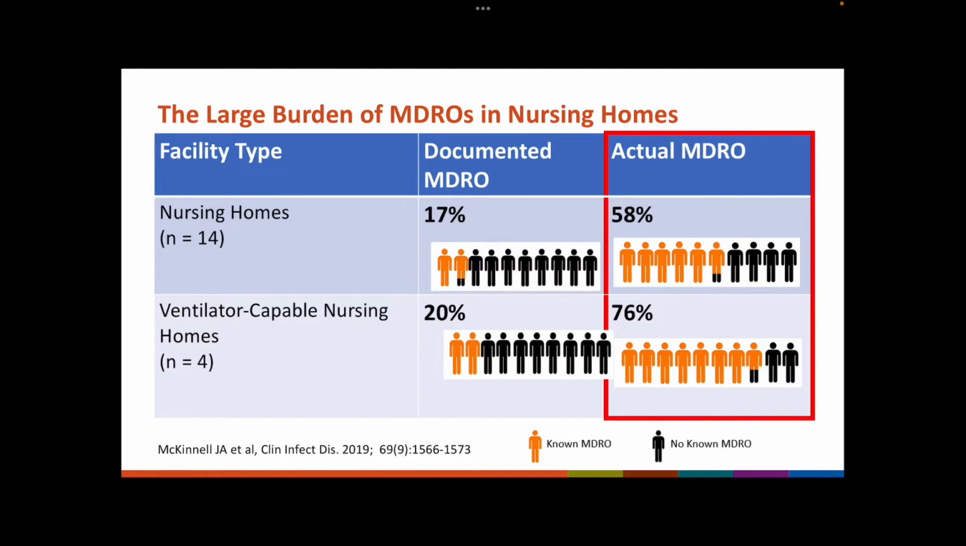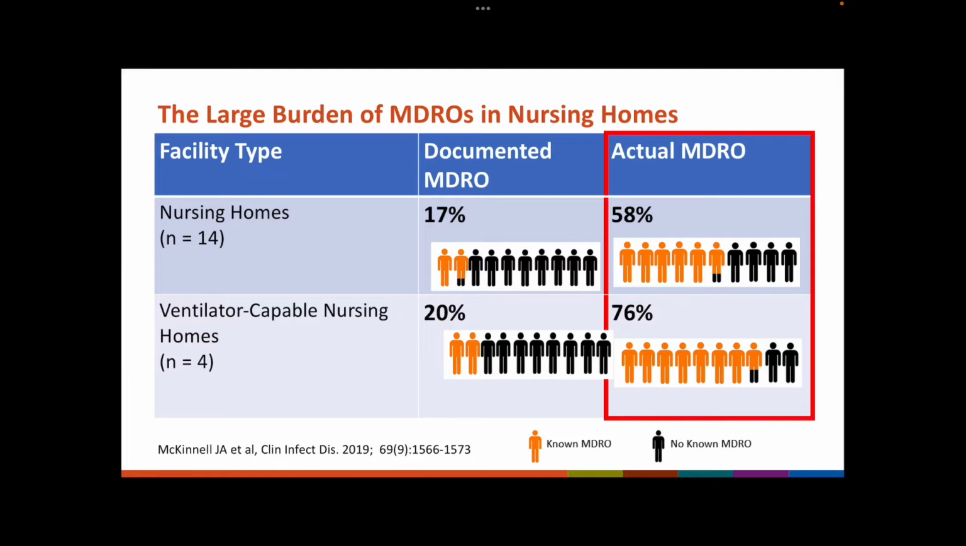During the study, nursing home residents were tested to see if they were colonized with an MDRO. The second column shows the percentages of residents who actually had an MDRO after testing was complete. As you can see, in the nursing homes that did not provide ventilator care, almost 6 out of 10 residents were found to have an MDRO, and in the ventilator-capable nursing homes, the number went up to almost 8 out of every 10 residents. So if your nursing home has 100 residents, this would be the same as having 80 of those residents colonized with an MDRO.